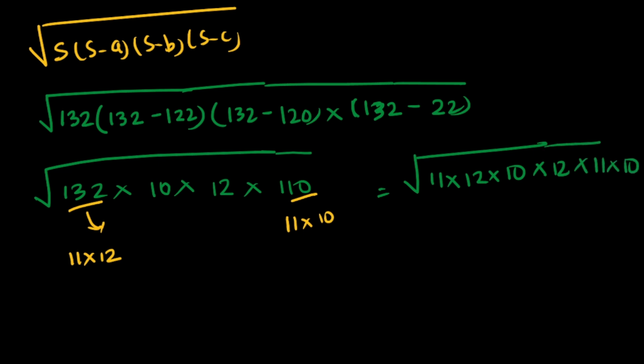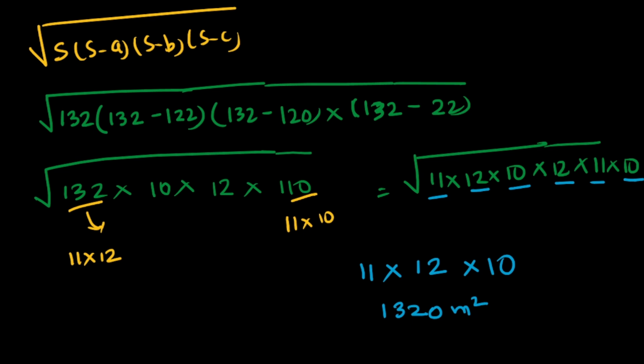So over here, you see you have 11 and 11. Root of 11 into 11, you'll take the 11 outside. Into that we have 12 into 12 inside the root, so we'll take 12 outside. You have 10 into 10, we'll take 10 outside. So what will you get? You will get 1320 meters square.